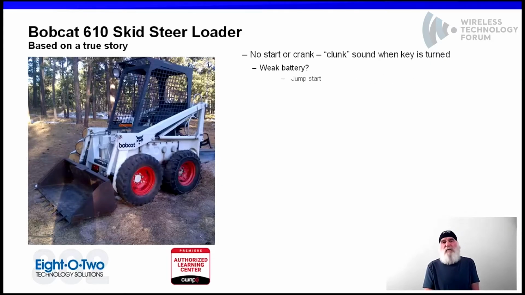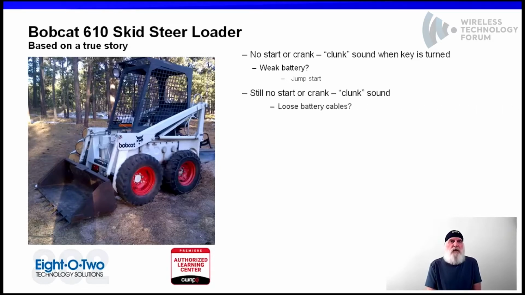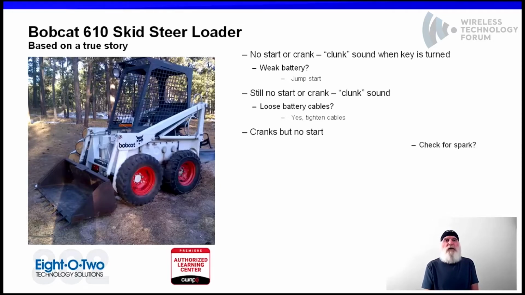So the first thing I did was hook up a vehicle to it, hooked up some jumper cables and tried to jump start it. Still no crank, still no start, just that infamous clunk sound. Well, the next thing I thought, maybe there's loose battery cables. So when I removed the jumper cable, sure enough, the battery cables were loose. So I went and tightened the cables up. Well, the good news is now I had the crank, but still no start, which is unfortunate.